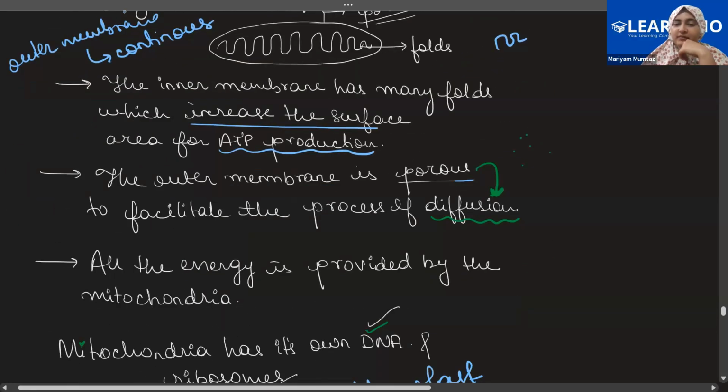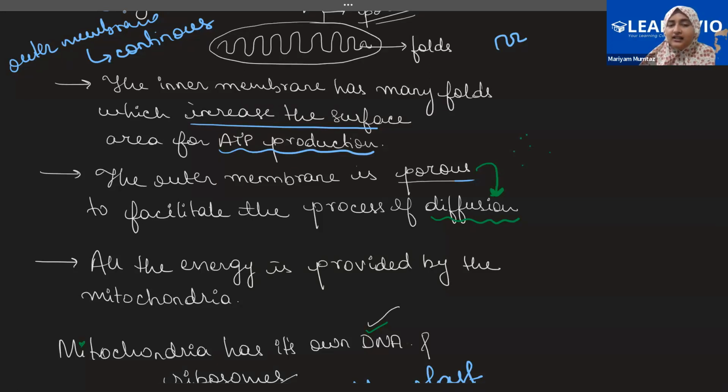Now the outer membrane is porous. It has pores present, and why? So that it can facilitate the process of diffusion. What is diffusion, students? Intermixing of particles. Apart from that, you can also say that it is the movement of particles from high concentration to lower concentration, isn't it? Yes, ma'am.